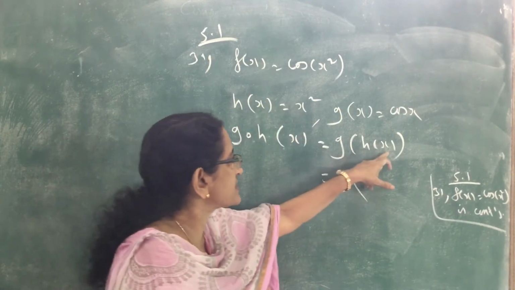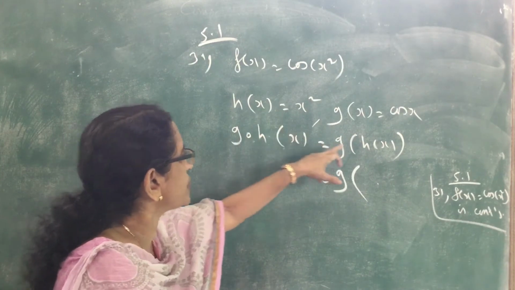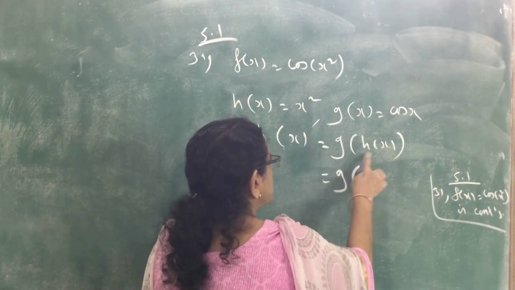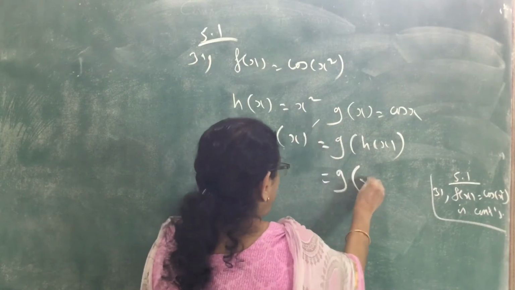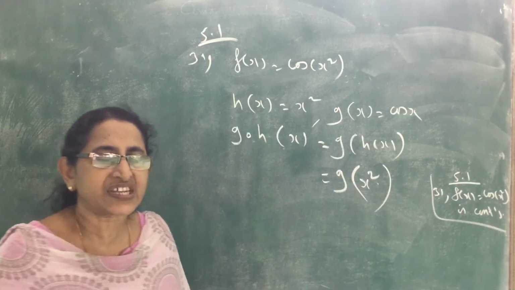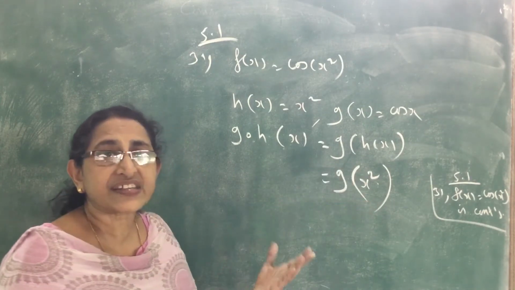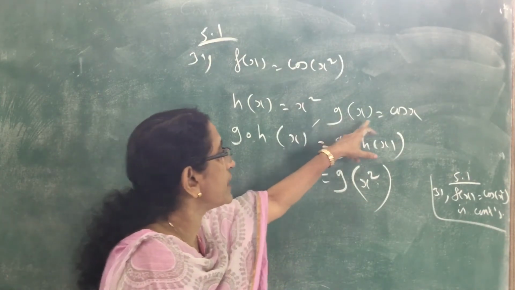So h of x, in the place of h of x we can write x square, by the definition. How we defined using that. Now we want to find g of x square. How is g of x defined? g of x equal to cos x.